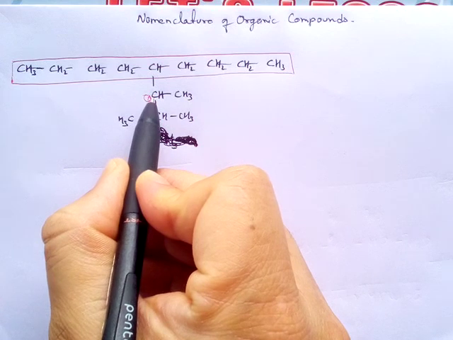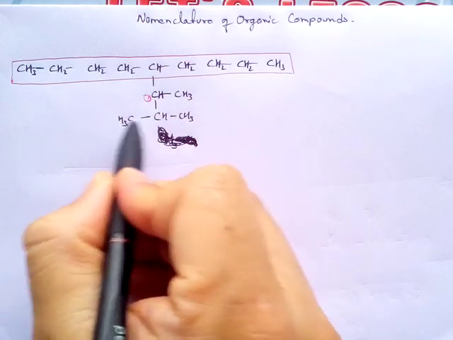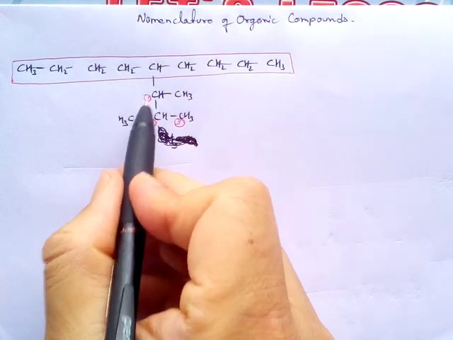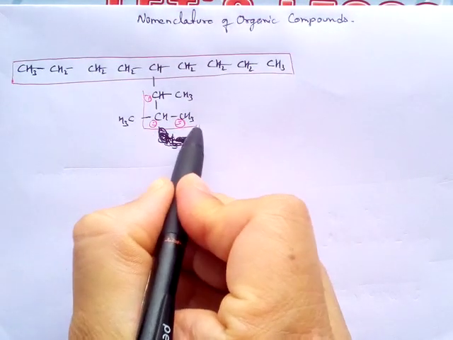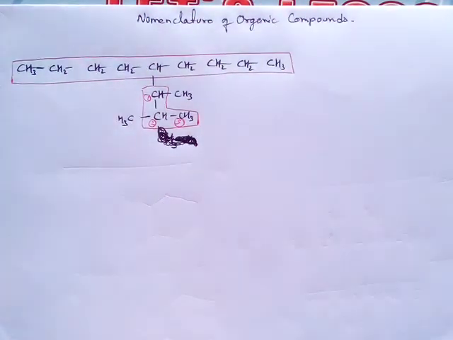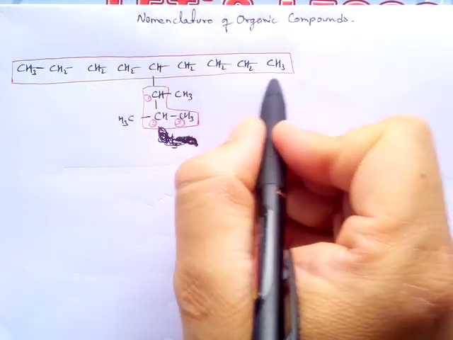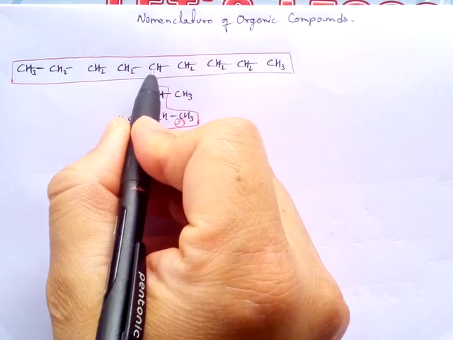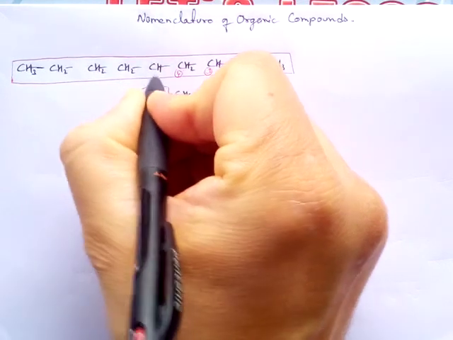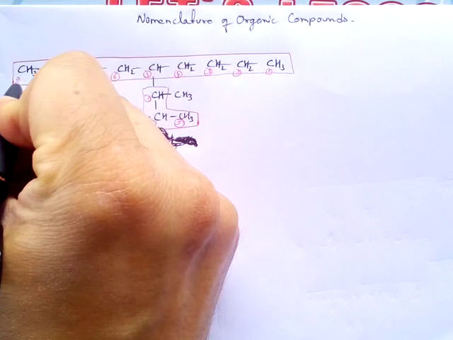So 1, 2, 3. You can go for either side because this is a single bond. So 1, 2, I'm going to this side. 1, 2, 3. So this is your daughter chain having 2 branches: the branch at carbon number 1 and the branch at carbon number 2. Fine, and this is your parent chain. You can number from either side because at the 5 position you get the branch. So this is carbon number 1, 2, 3, 4, 5, 6, 7, 8, and 9.